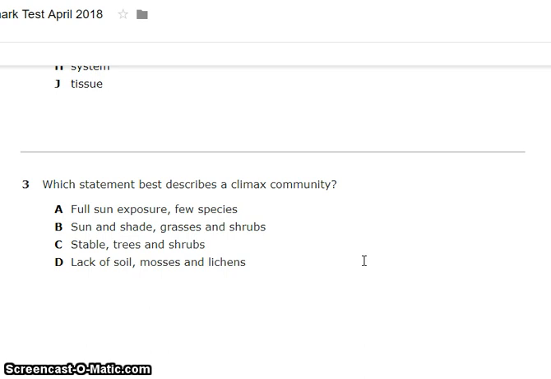Number 3. Which statement best describes a climax community? A. Full sun exposure, few species. B. Sun and shade, grasses and shrubs. C. Stable, trees and shrubs. D. Lack of soil, mosses and lichens.